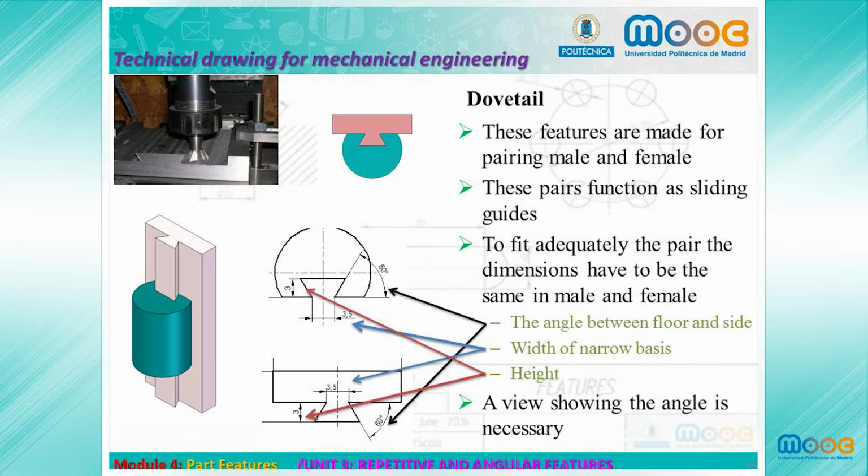This is due to the tool used for manufacturing the dovetail. Then the width of the narrow bases and the height. A view showing the angle is necessary. When we have an angle in a part, we compulsorily need a view showing this angle.